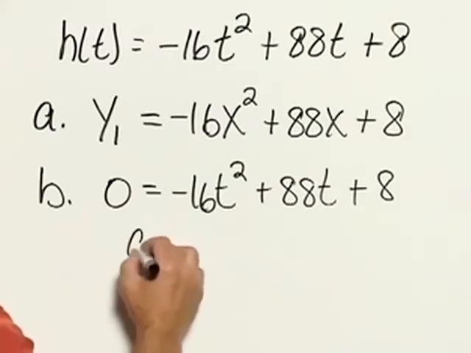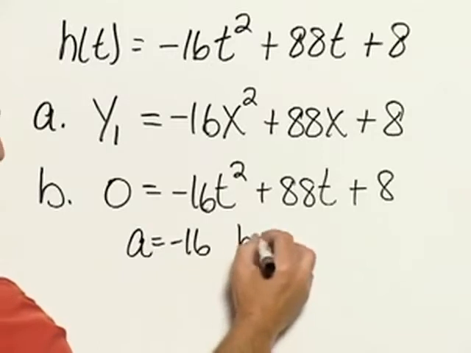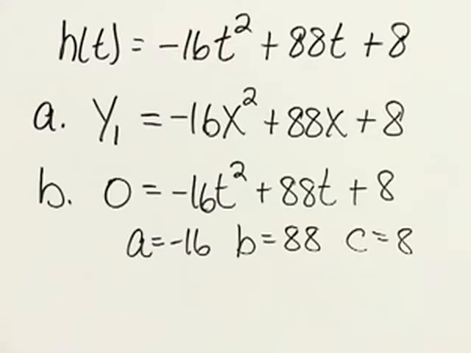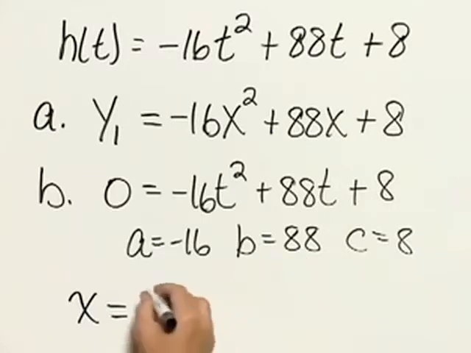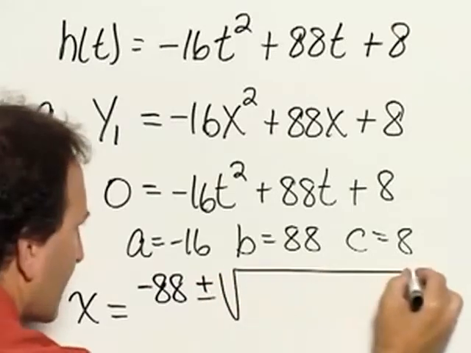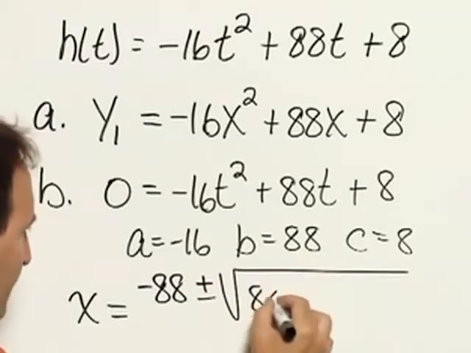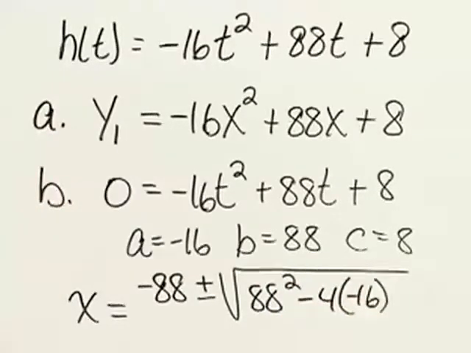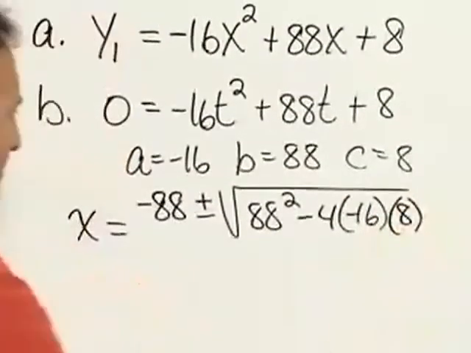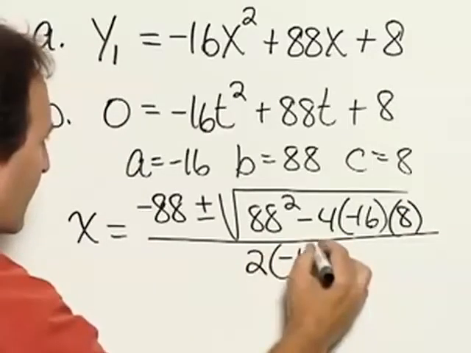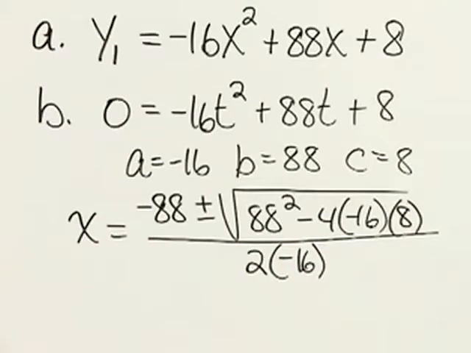So in this case, a is equal to -16, b is equal to 88, and c is equal to 8. So using the quadratic formula, we have x equals negative b, negative 88, plus or minus the square root of b², which is 88², minus 4 times a, which is -16, times c, which is positive 8, and all of that divided by 2 times a, which is -16.